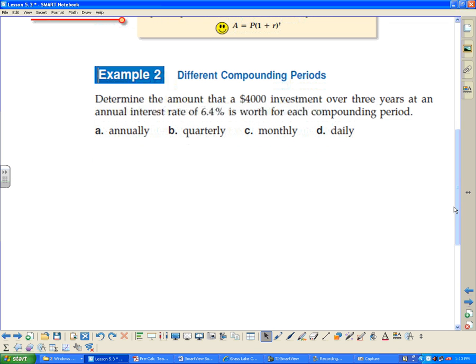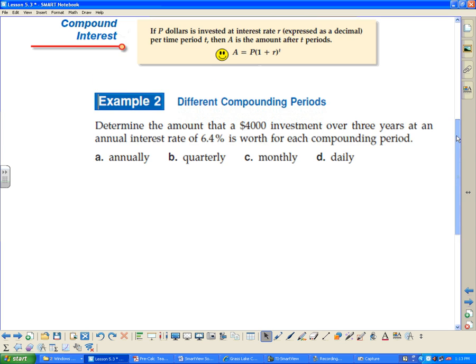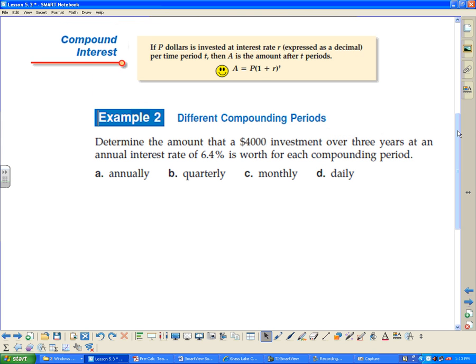Okay, now we're going to look at what happens if we compound it with different periods of time. So we're actually going to use the formula, slightly changed, so that it says A equals P times 1 plus R over N, where N stands for the number of time periods a year. And then we're going to put NT here, where when I multiply N times T, I'll get the actual number of time periods it's going to happen for.